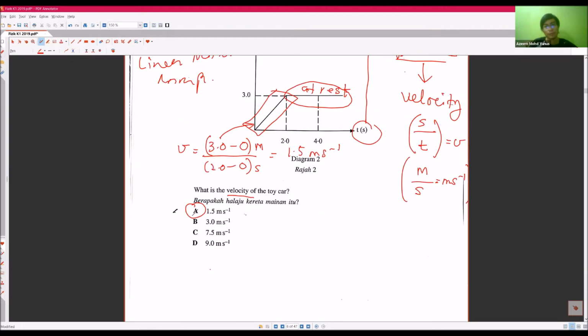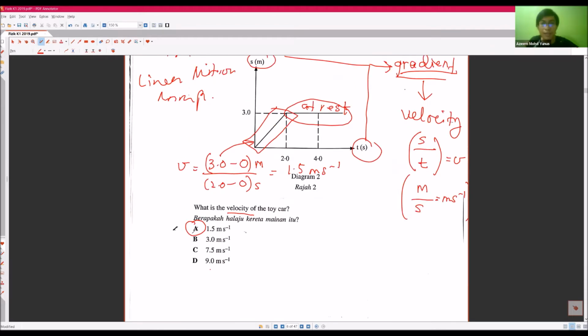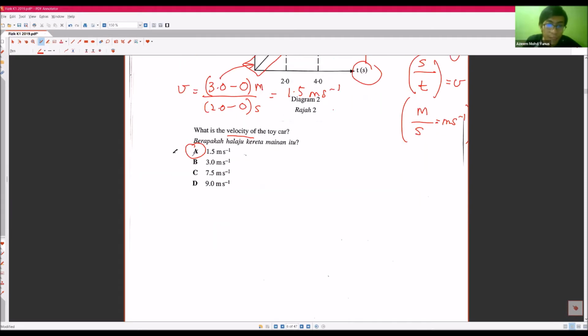So why is this toy car at rest in this region? Because the displacement doesn't change, it doesn't move. Or we can say that the gradient of this line is 0. So at rest means that the velocity is 0. Because of the horizontal line, the gradient is 0. Okay, so let's move on to the next question.